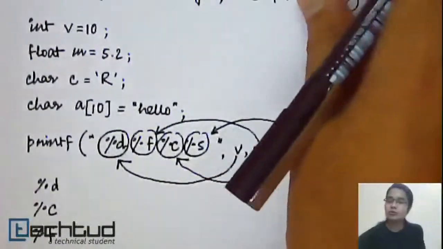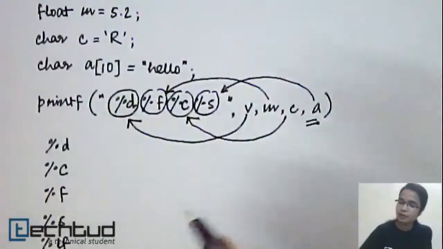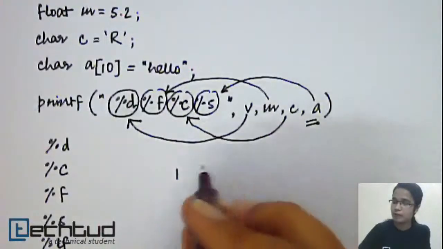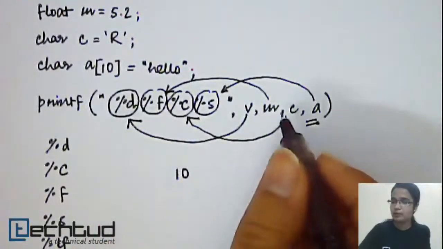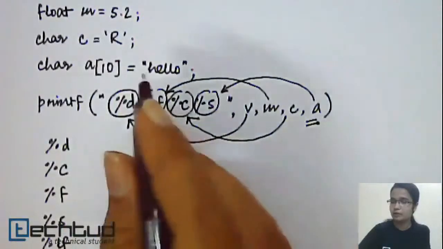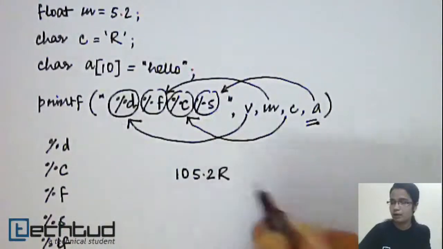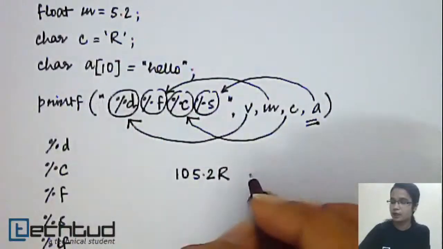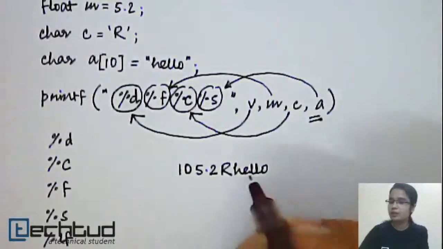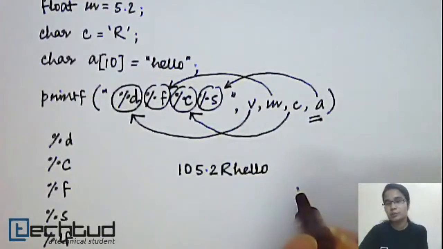So what will be the output of this statement? %d means the value of v, 10, then the value of m which is 5.2, then the value of c which is capital R, and then the value of the string a which is hello. So this will be printed on your computer screen, which is your standard output.